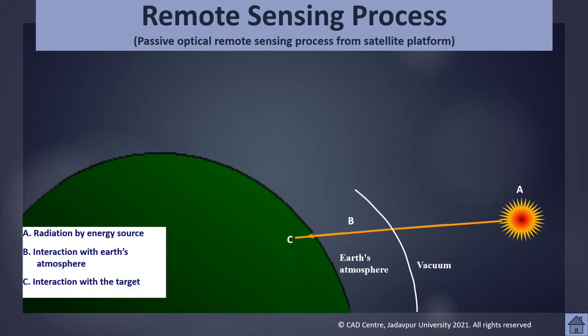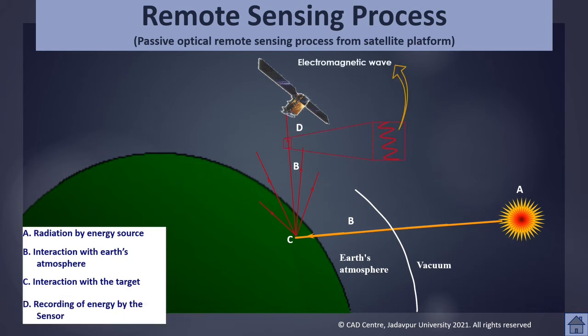So, in the third step, interaction with the target. Now, after the interactions, some amount of energy will be reflected back. So, this reflected energy will again pass through the Earth's atmosphere, and again different interactions will take place within the Earth's atmosphere, and finally the energy will be recorded by the sensor. So, this stage is the recording of energy by the sensor.